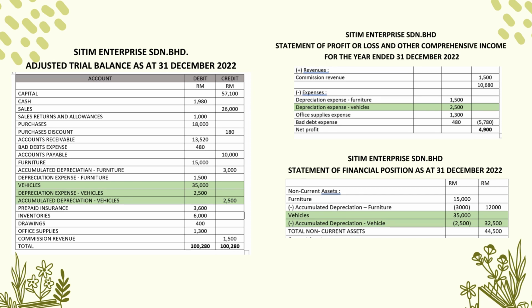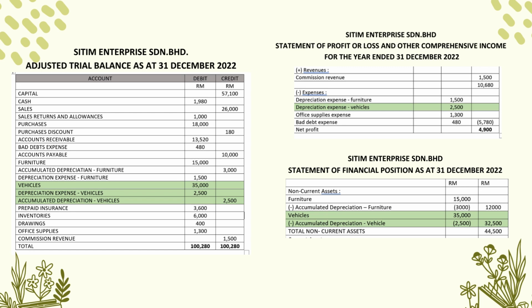After recording in the adjusted trial balance, we can open the statement of profit or loss and other comprehensive income. Under expenses, we record the depreciation expenses 2,500. Then we can do a statement of financial position as at 31st December 2022.